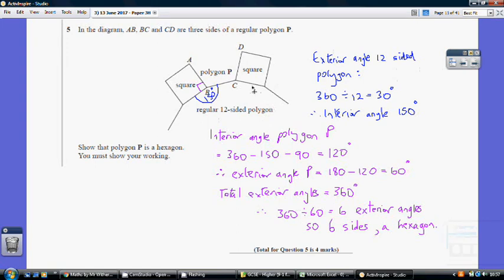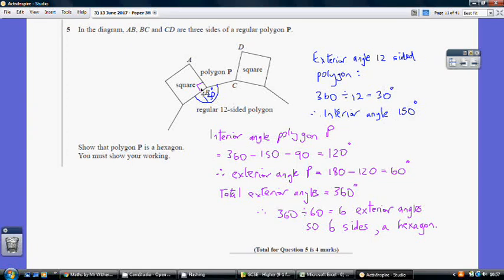Now the exterior angles of a regular shape always add up to 360. So given this polygon here has got 12 sides, so 12 exterior angles, each of these exterior angles must be 360 divided by 12, which is 30. So if each exterior angle of this 12-sided polygon is 30, then each interior angle must be 150, because exterior plus interior adds up to 180. So we know that this is 150 here.